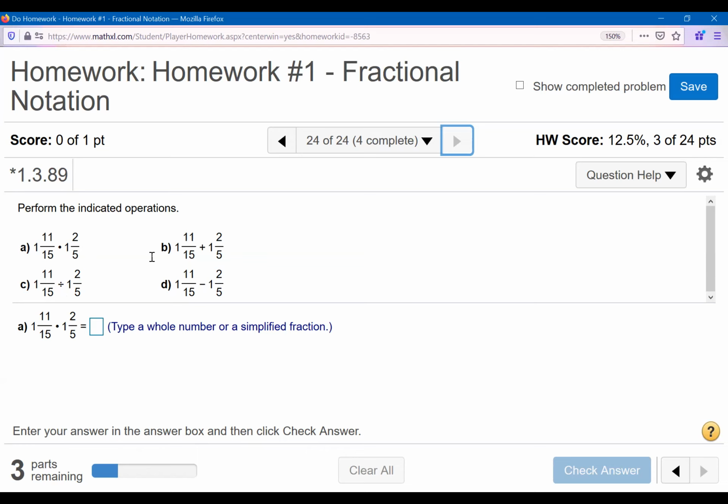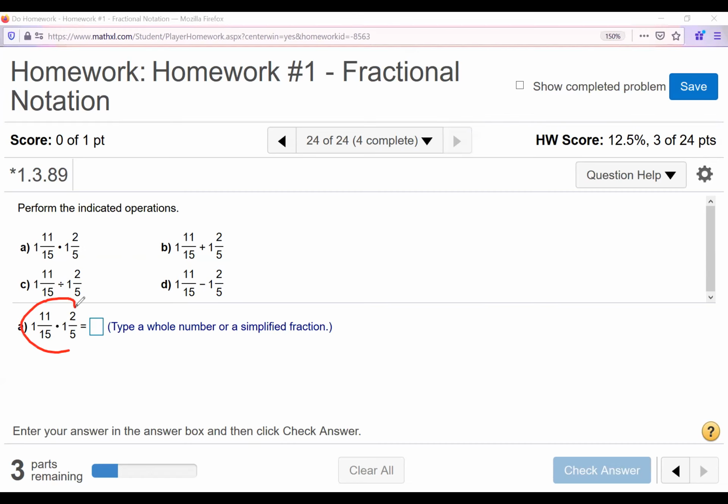All right, so let's see if we remember all the steps here. Part A, 1 11/15 times 1 2/5. If I'm multiplying these mixed numbers, I'm first going to change them to improper. So let's do that first. 15 times 1 is 15 plus 11, that would be 26 over 15 times 1 2/5, which is going to become 7/5 because 5 times 1 is 5 plus 2 is 7. Now I'm going to multiply across.